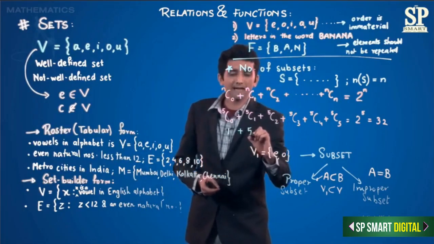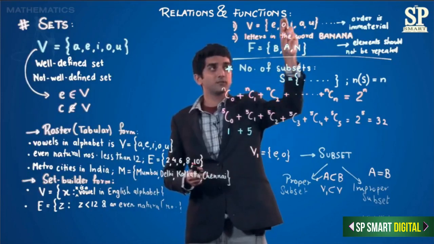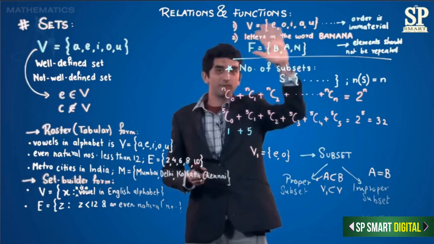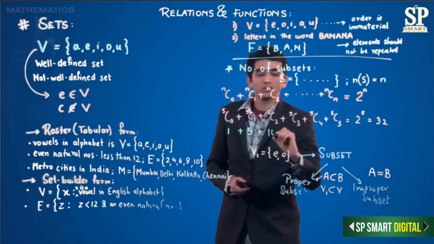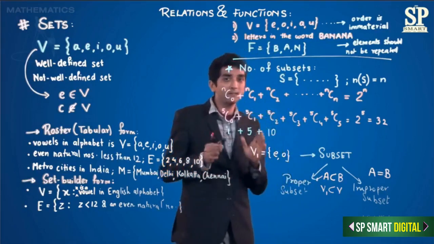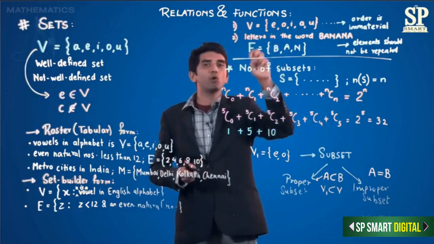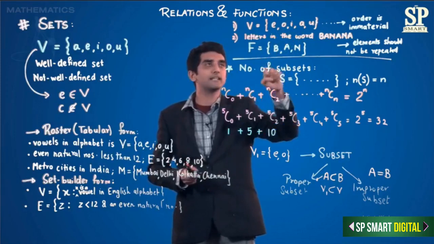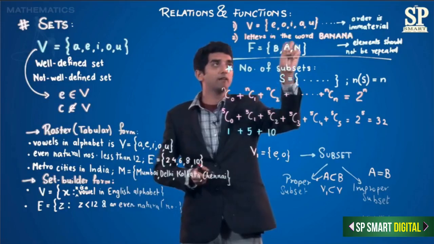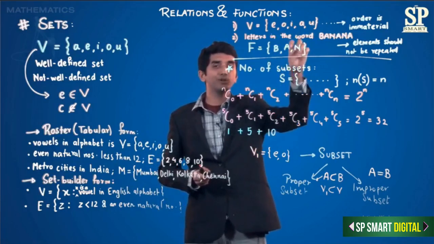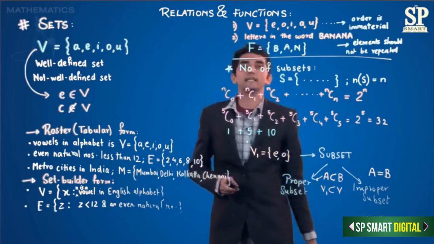5C1 is going to be 5 because I can form a set which has only one element E, another subset which has only one element O. Likewise, we can have 5 different sets. So 5C1 is 5. Then 5C2 is 10 because we can form 10 different subsets by choosing 2 elements at one time. So EO is 1, EI is 2, EA is 3, EU is 4. Then we have OI 5, OA 6, OU 7. Then we have IA 8, IU 9, and lastly AU 10.